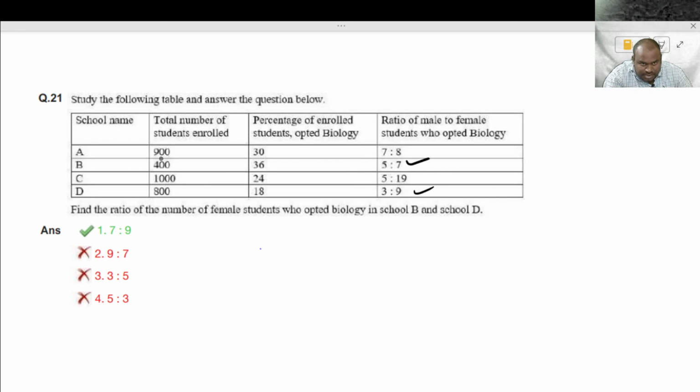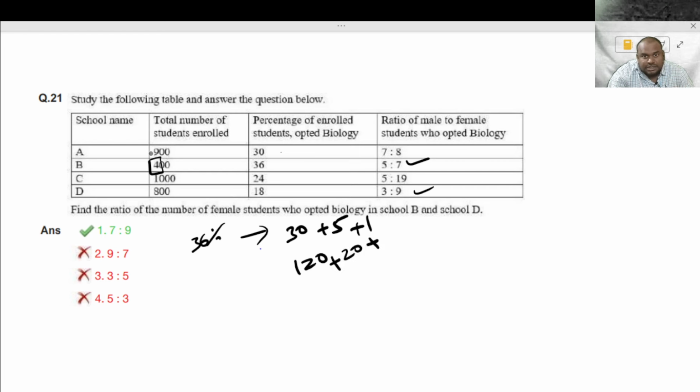See, 900 students are there in school A, we don't need this. In school B, 400 students are there. In this, 10% is 40. You need 36%. I'll tell you like this: 30% plus 5% plus 1%. So 10% is 40, 30% is 120. If 10% is 40, 5% is 20. If 10% is 40, 1% is 4.